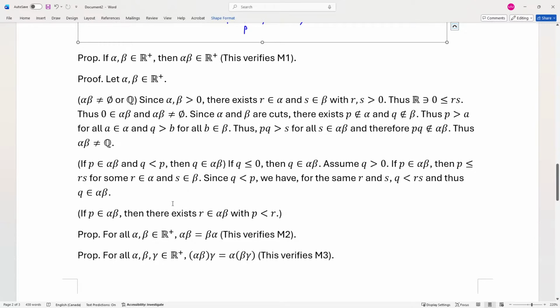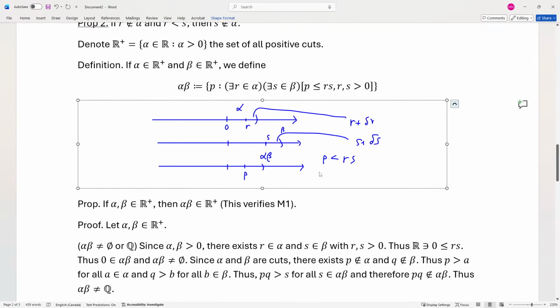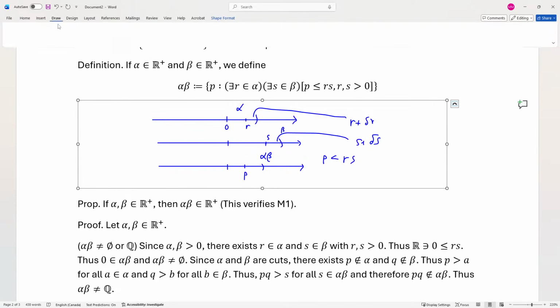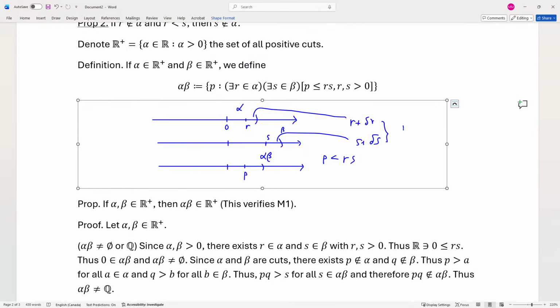The letters are in conflict. So let me use a different letter, say U. Okay, I need to construct this U. U is in alpha times beta. How do we do that? Well, these two, when multiplied together, you get R times S plus R delta S plus S delta R, and then plus the second order term delta S delta R.